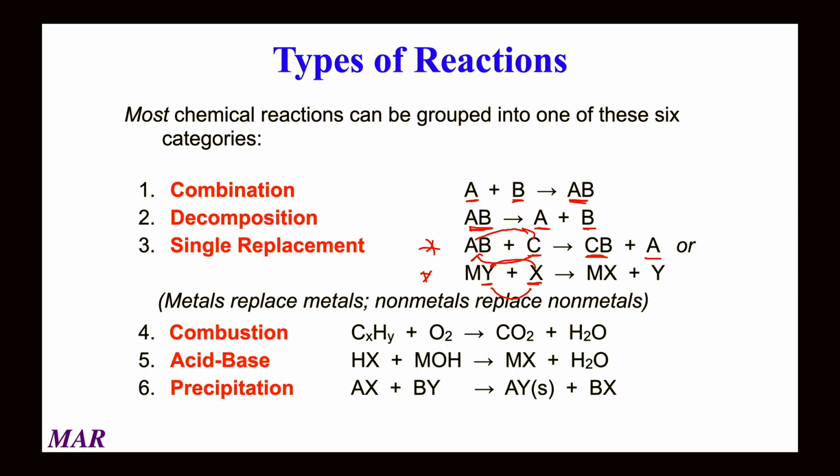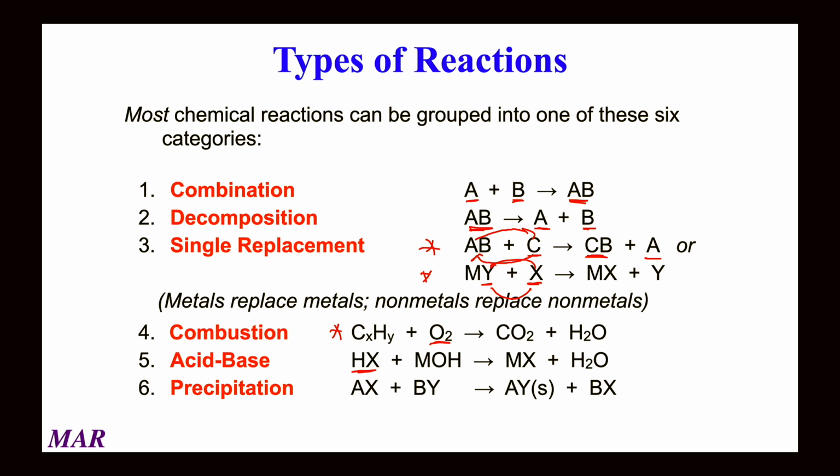Combustion reaction, we saw an example earlier with propane. There's actually a lot of these. In a combustion reaction, you're taking something organic, you're burning it in O2, and the products will always be carbon dioxide and water, which is kind of cool. The fifth kind and the sixth kind are actually more similar than they might appear at first.